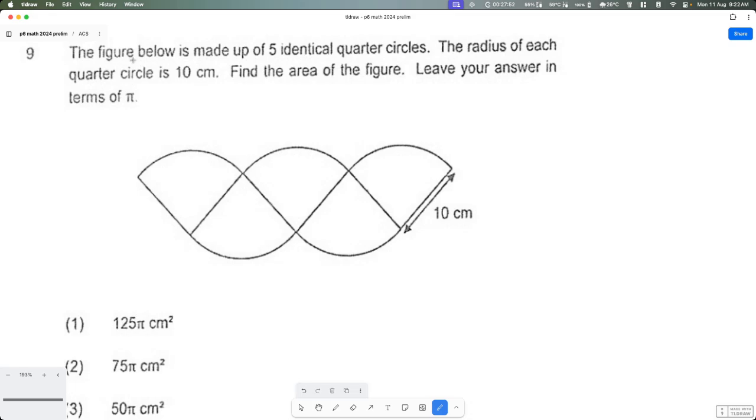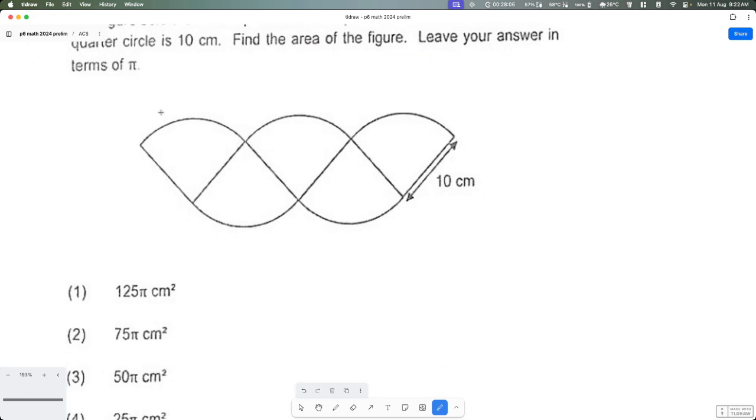Okay, let's move on to question number 9. The figure below is made out of 5 identical quarter circles. The radius of each quarter circle is 10 centimeters. Find the area of the figure. Leave your answer in terms of pi.